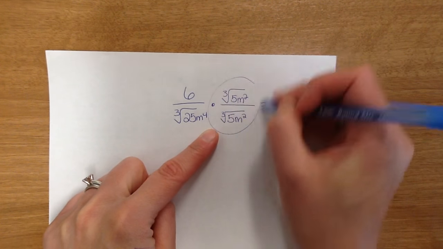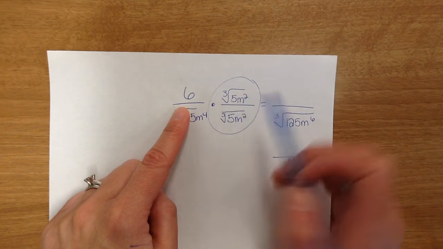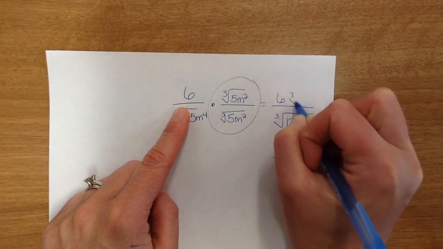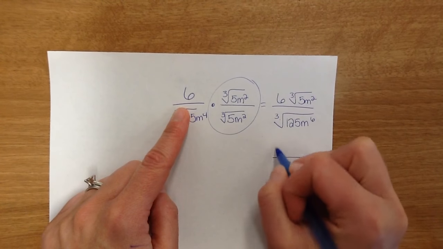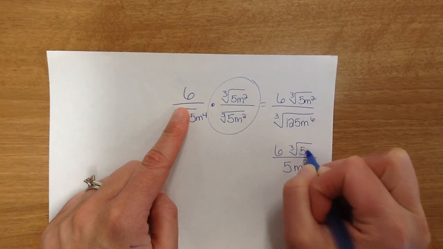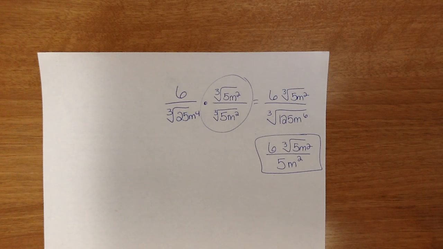Remember, you have to use the same number here. So the top, we just multiply straight across. So 6 cube roots of 5m squared, like that. And then that just comes straight down again. And so that's my answer. So these can get pretty tricky, pretty complicated.